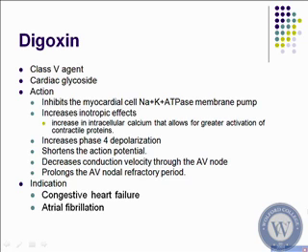DIG is an agent which is a class 4 agent, which is a cardiac glycoside. We think the way it works is basically inhibiting the myocardial cell sodium-potassium ATP membrane pump. It actually increases the inotropic effects by increasing intracellular calcium and increases the actual phase 4 depolarization, which shortens the action potential. It decreases the conduction velocity through the AV node and prolongs the actual AV refractory period. Okay, so DIG is a great agent if you're trying to prevent the heart from going fast by blocking the AV node.